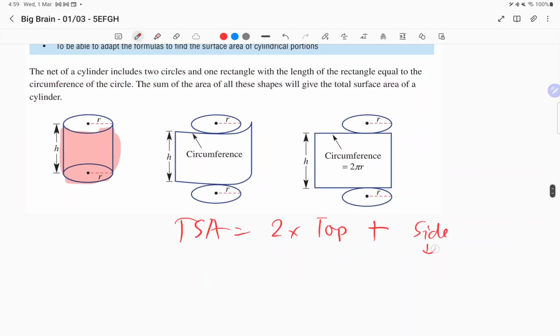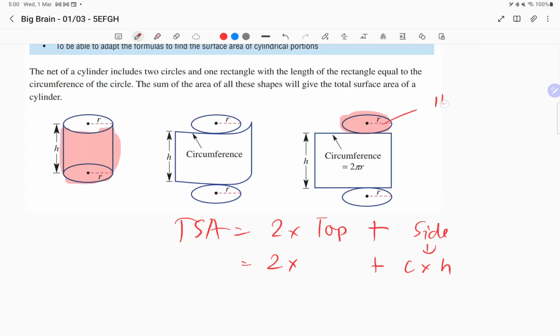Now the side area, you guys just figure it out. It's actually just the circumference times the height of the cylinder. And then the top area and the bottom area, what's the formula? If the top area is a circle with radius r, what's the area here? What's the area of the top surface? Anyone? What's the formula for area of a circle?